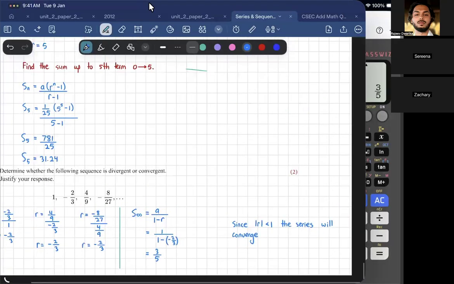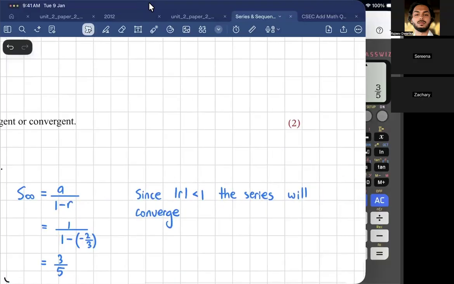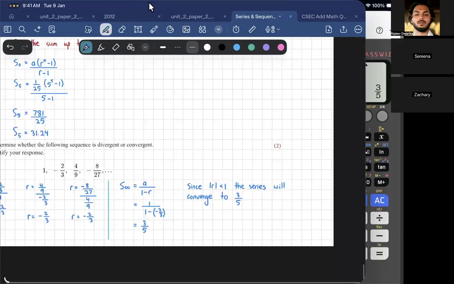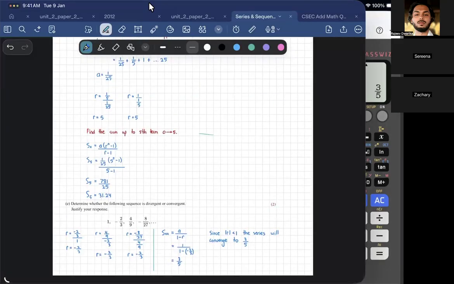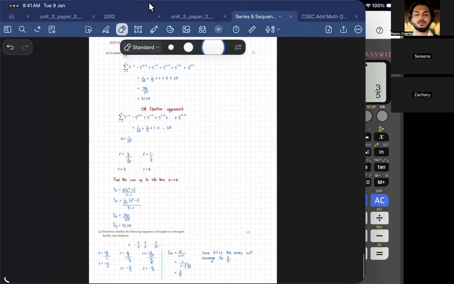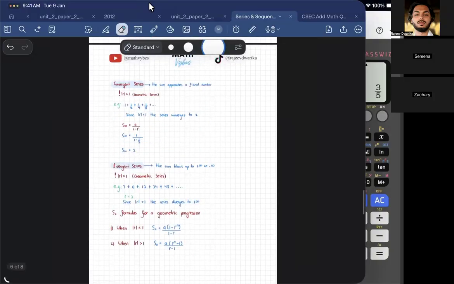So to complete our answer, we would say, since the modulus of R, or the magnitude of R, is less than 1, the series will converge to 3 over 5. Everybody okay with these two questions? I could just get screenshots of the notes. I sent these notes after class. Well, all right, you'll get access to everything.